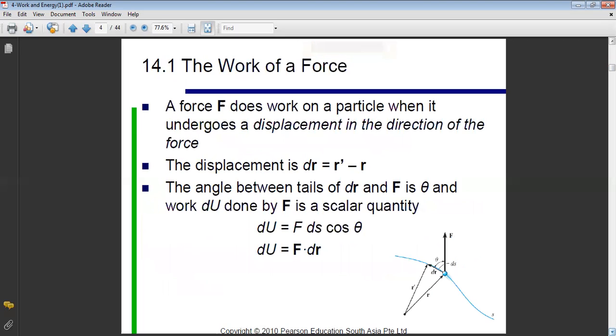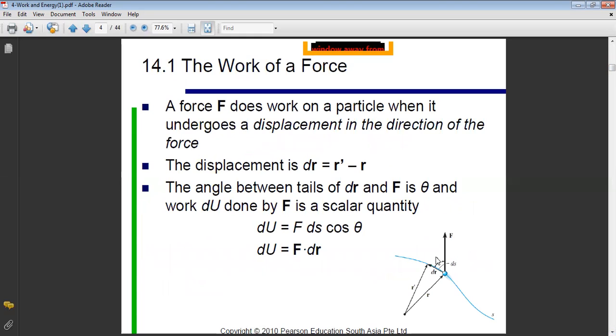So to start with, we should define what is the work of a force. To have a work, you should have displacement. If no displacement, no work. Okay? And a force will do a work if it has a projection along the displacement direction.